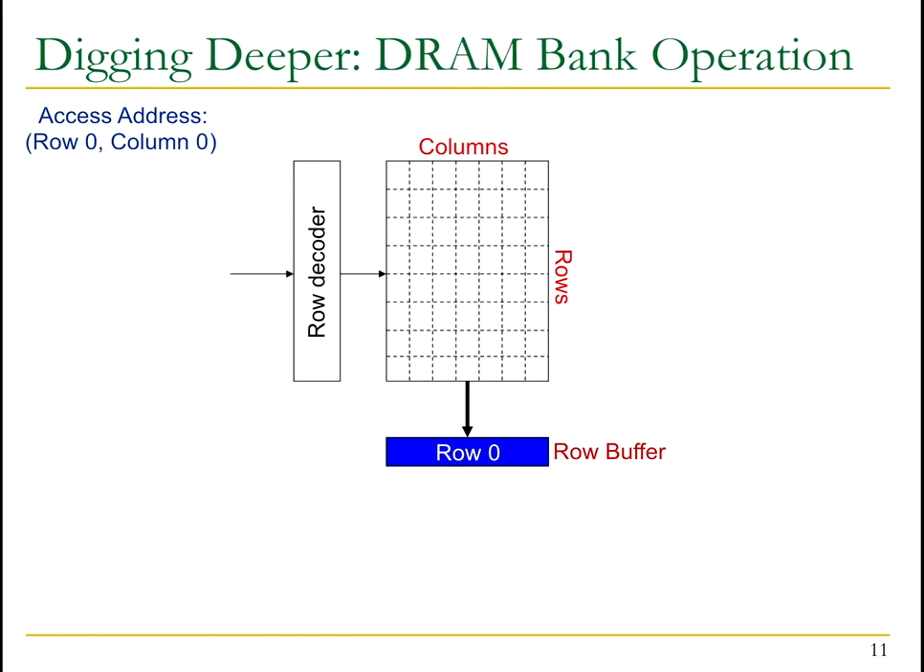Then the next thing the memory controller needs to do is send the column address to the row buffer. It sends column address 0, and it sends a command saying, I want column address 0 from this row buffer. And what internally happens is you have a column mux over here.